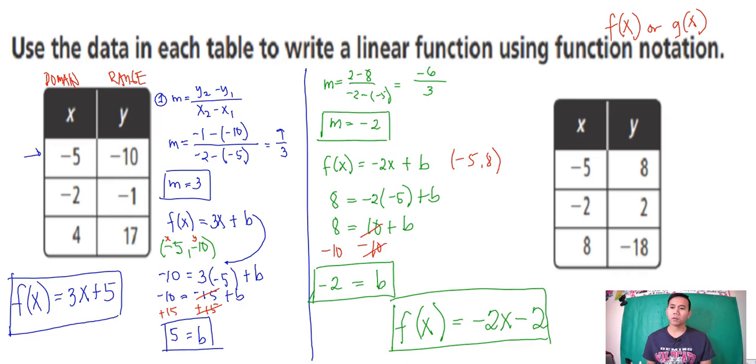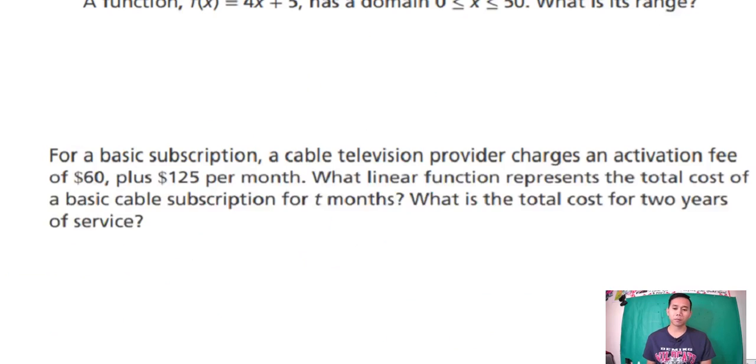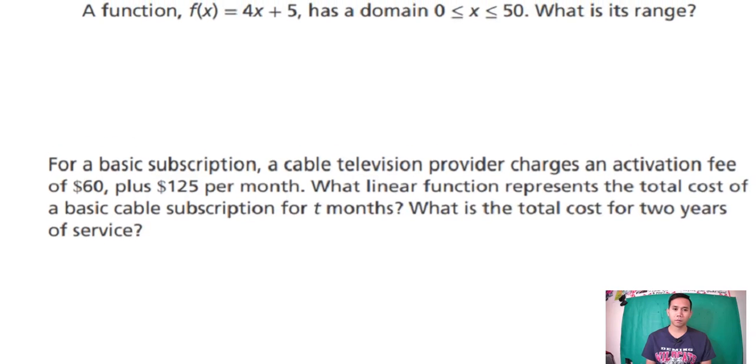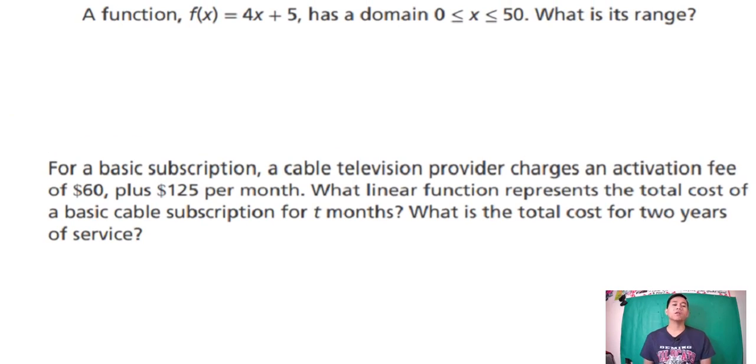All right, next example, we're going to use our knowledge of linear functions to solve a word problem. I'll just move this one a little bit. There you go. So you can see the problem. A function f of x is equal to 4x plus 5 has a domain of x greater than or equal to 0, but less than or equal to 50. So what is the range?